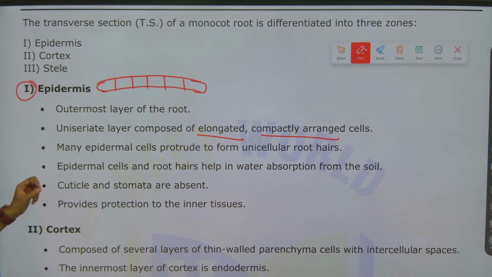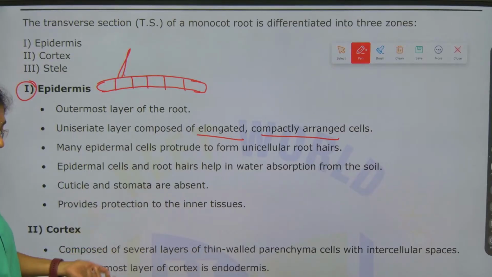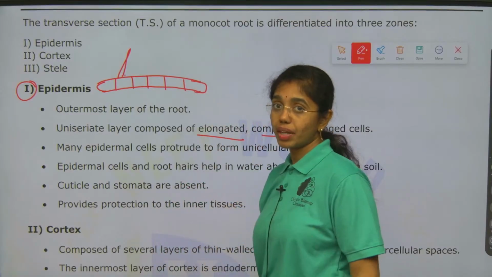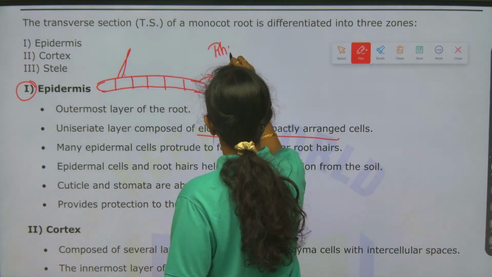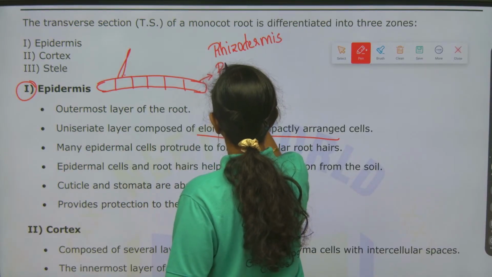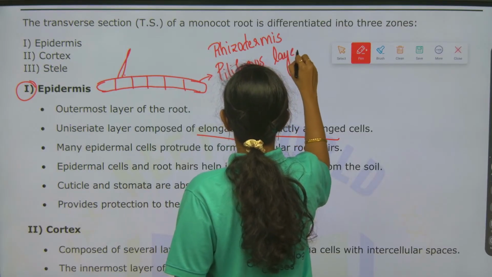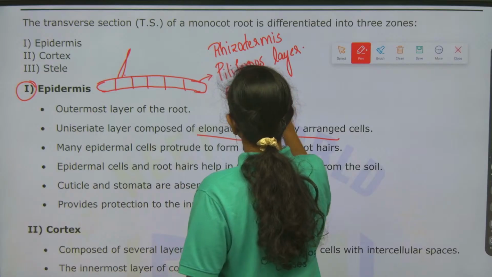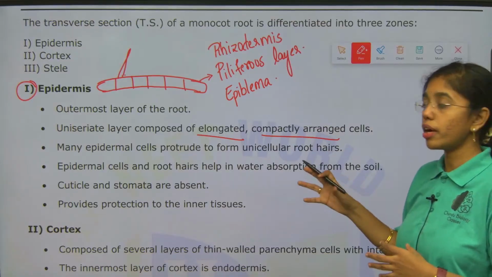Many epidermal cells will protrude into unicellular hair-like projections. That is the reason root epidermis is also addressed as epiblemma, piliferous layer or rhizodermis. Clear, right? We have learnt in the previous answer also. Epidermis is also addressed as rhizodermis, piliferous layer or epiblemma. Fine, right. So many epidermal cells will protrude to unicellular hair-like projections, those are root hairs.